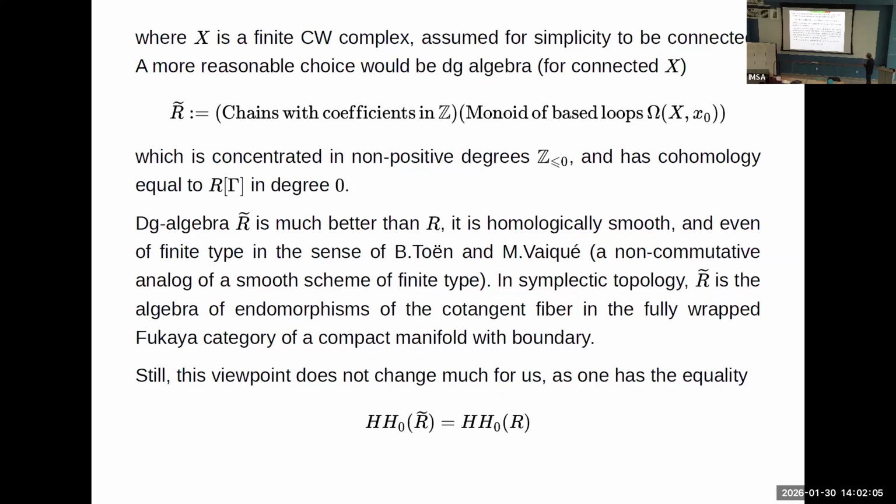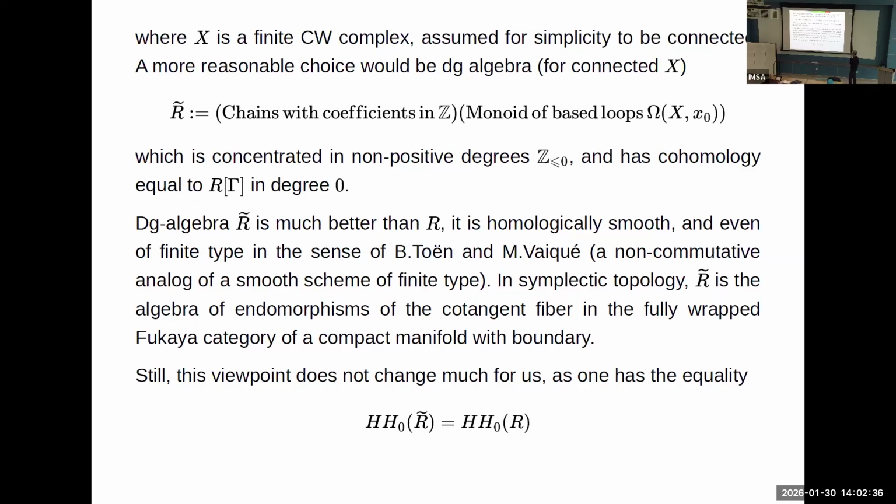There's a better ring. It's a DG ring. You consider chains with integer coefficients of the topological monoid of based loops. This is a much better ring, but it's concentrated in non-positive degrees: 0, -1, -2, homological degree. But in homological degree 0, it's the usual group ring of the fundamental group. You forget about higher homological groups.